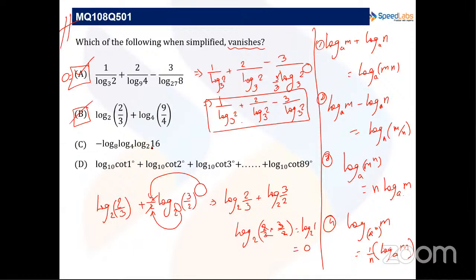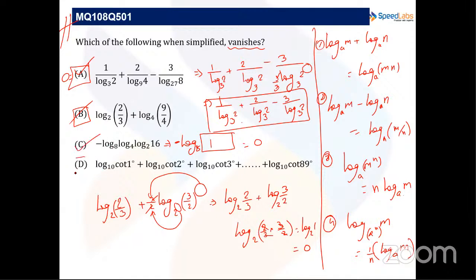Let's check for the third option. So 16, we can write it as minus log 8, log 4, and log 16 will be 2 to the power 4. So that 4 will come here and this will be log 2 to the base 2. So this value will be 1. Now this 4 to the power log 4 to the base 4 will again be equal to 1, and log 1 is 0. So C is also 0.